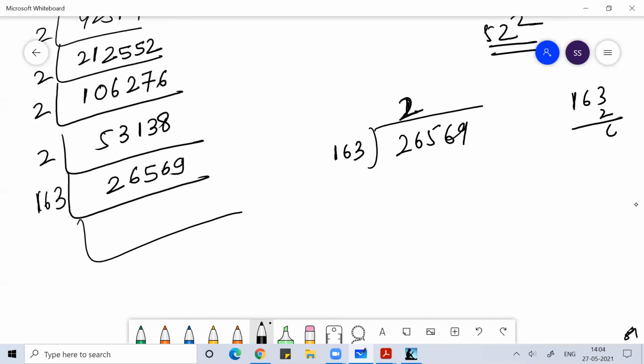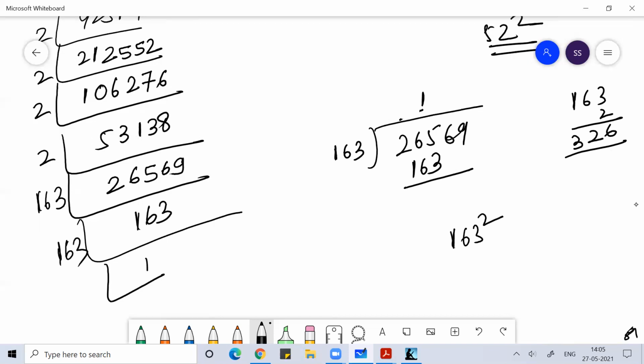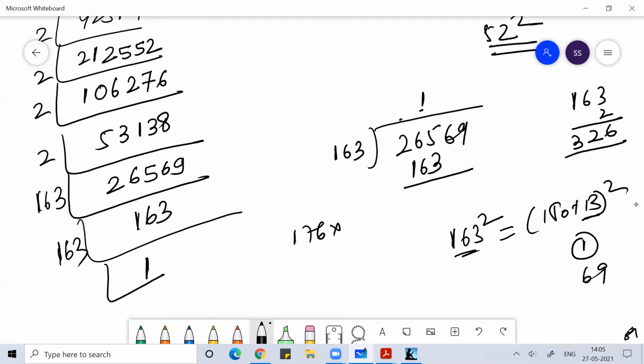163, 2 6 12, 326, तो एक से जाएगा। 163 का स्क्वायर ही मेरे ख्याल से ये होता है, तो ये 163, ठीक है। 163 का स्क्वायर ही है मेरे ख्याल से। 150 प्लस 13 का स्क्वायर होता है 69, 1 कैरी। 163 प्लस 13 176 into 3/2 into 3/2.